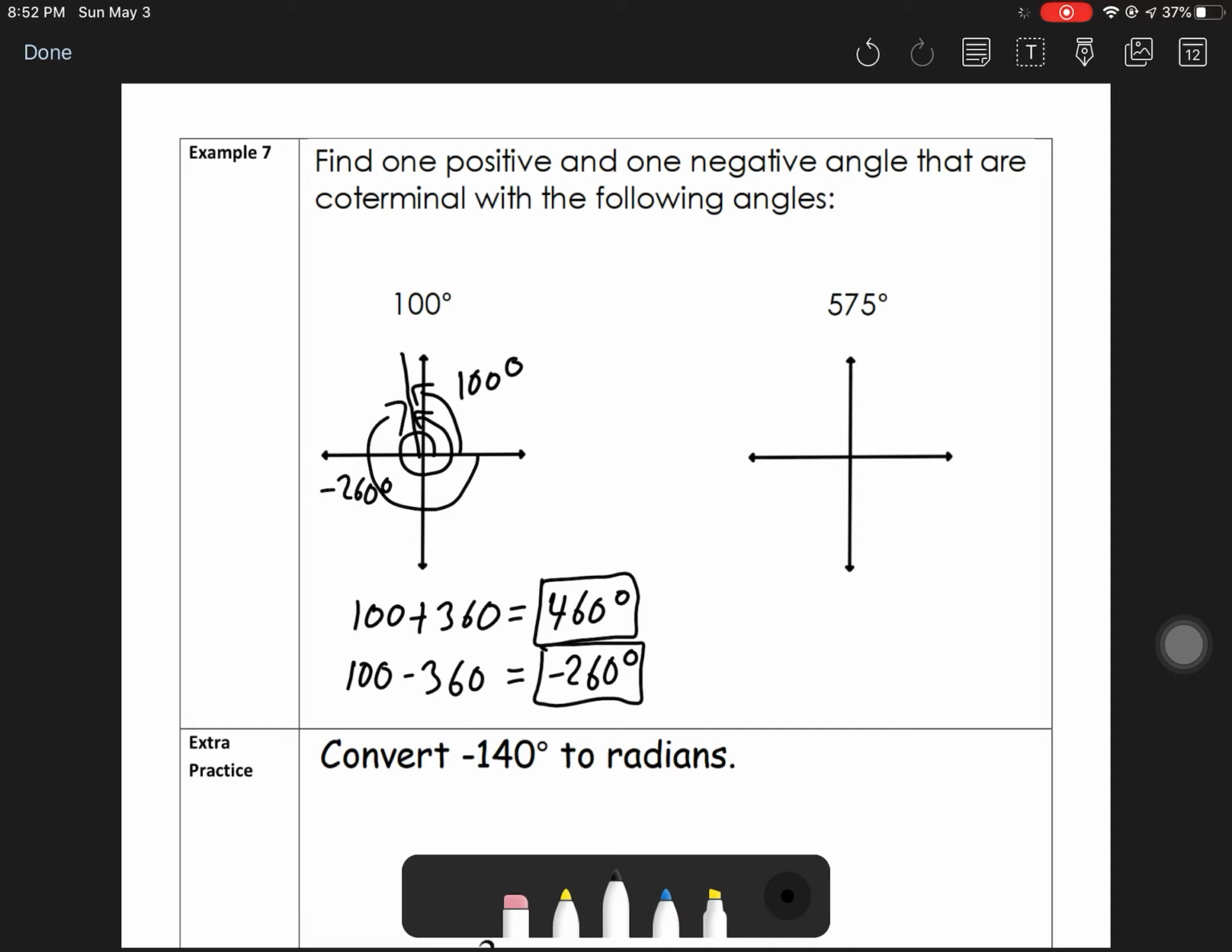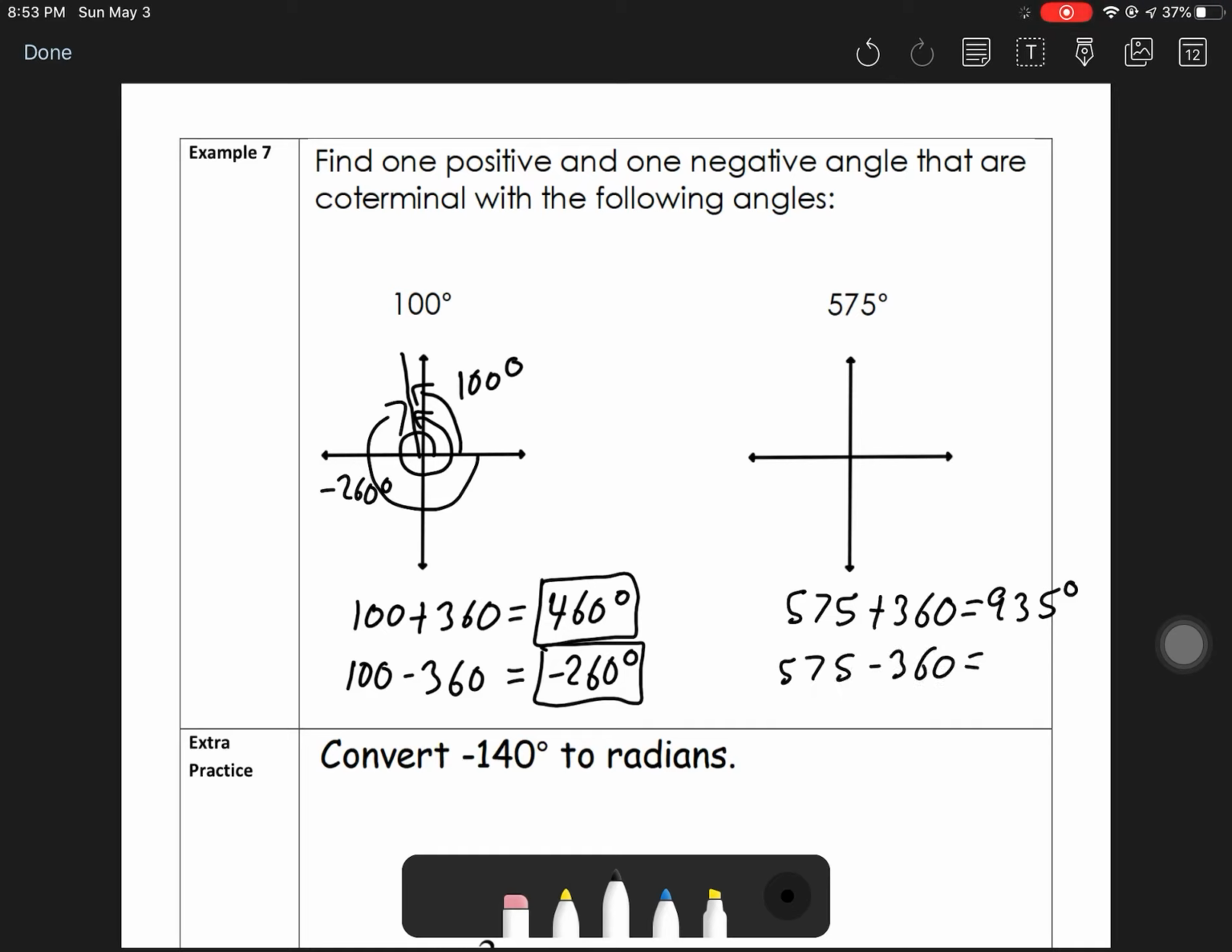All right, 575. This one's a little bit different. It's technically already bigger than 360. So what we can do here is we could just take 575, add 360, and that would give us 935. I don't want to tell you wrong here. 935. Yeah, 935.